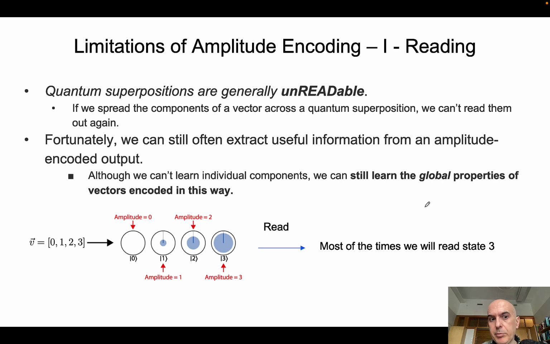However, through the process of measurement, we can still often extract useful information from an amplitude encoded output. For instance, if we repeat the measurement many times, we can calculate the distribution. So an example here, for instance, we encode this vector in the amplitude encoding. When we read, it is very likely that we are going to get state number 3, right? Because this is the most likely to count.